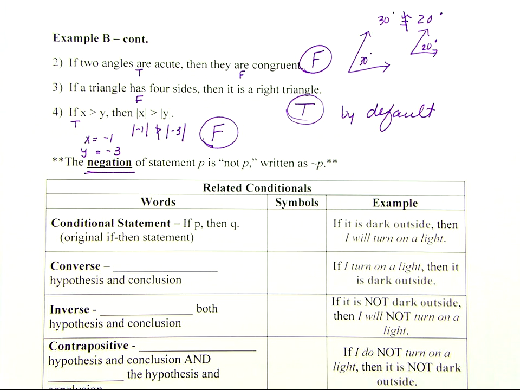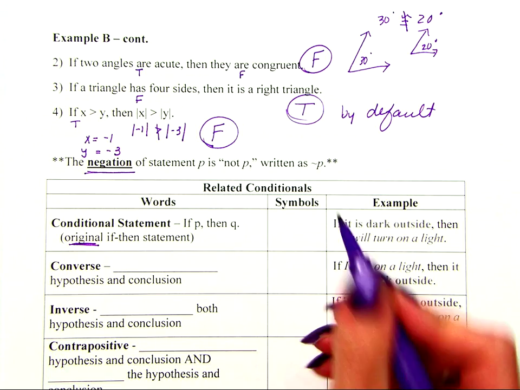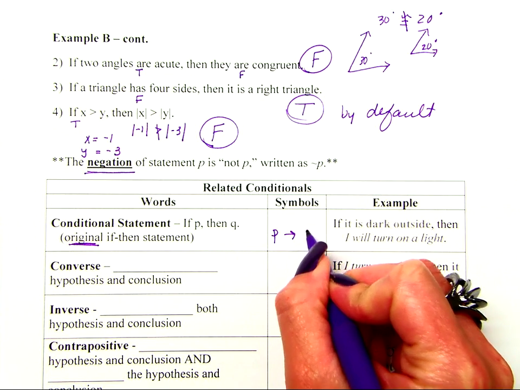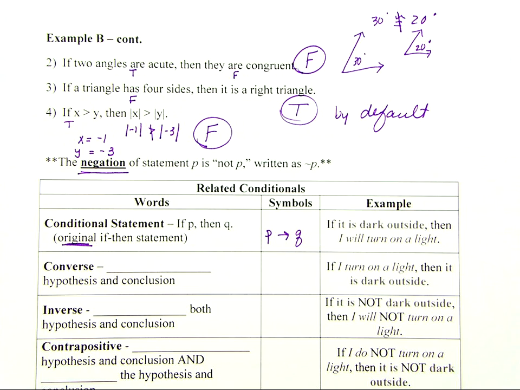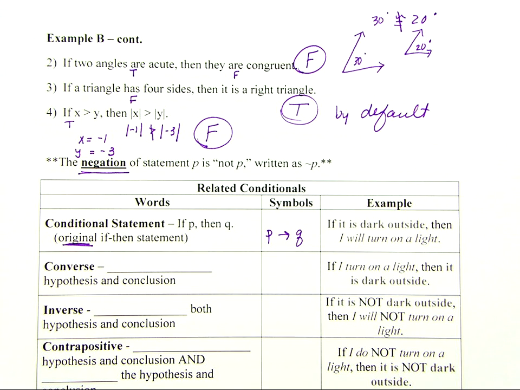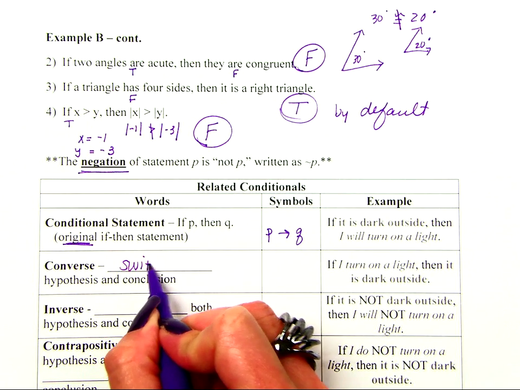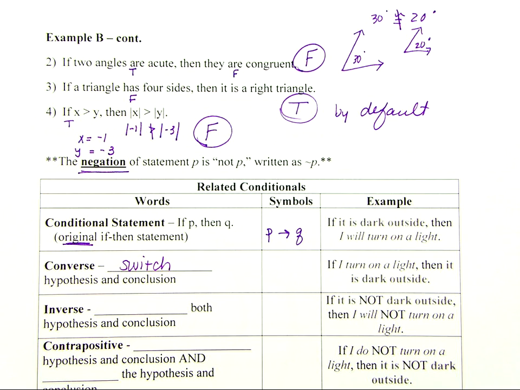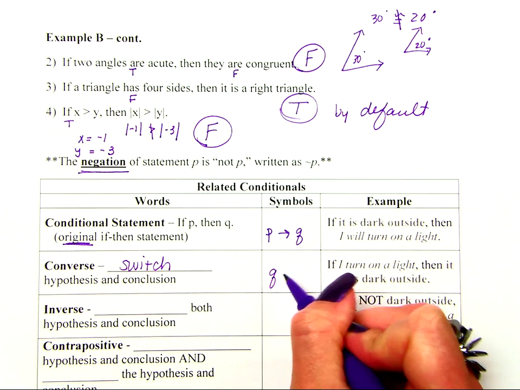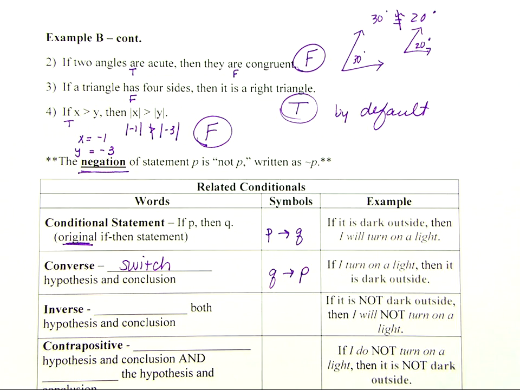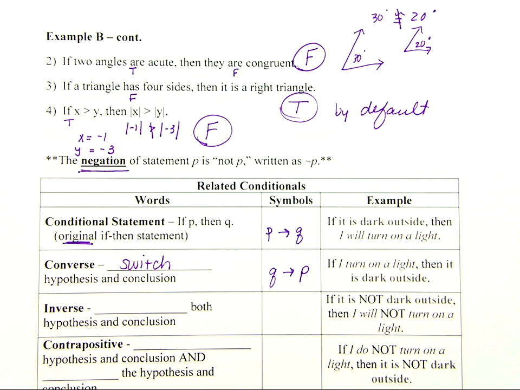If I look at conditional statements, I have basically 4 types of related conditional statements. The first one is the original if-then statement, which we can write as if P, then Q. They give the example, if it is dark outside, then I will turn on a light. The converse is what we get when we switch our hypothesis and conclusion around. So this is going to say, if Q, then P: if I turn on a light, then it is dark outside.